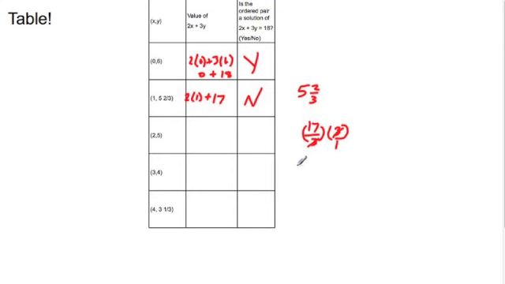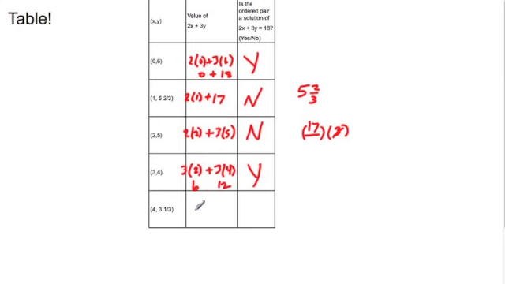All right, let me try 2 and 5. So I have 2 times 2 is 4 plus 3 times 5, which is 15. 4 plus 15 is 19, not 18. How about 3 and 4? 3 times 2 is 6, plus 3 times 4, which is 12. 6 plus 12 does equal 18. So 3, 4 is also a solution of 2x plus 3y equals 18.